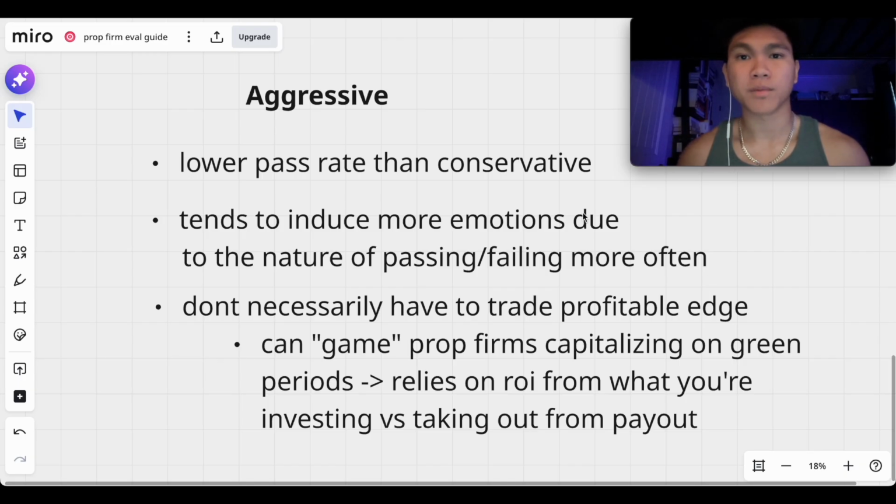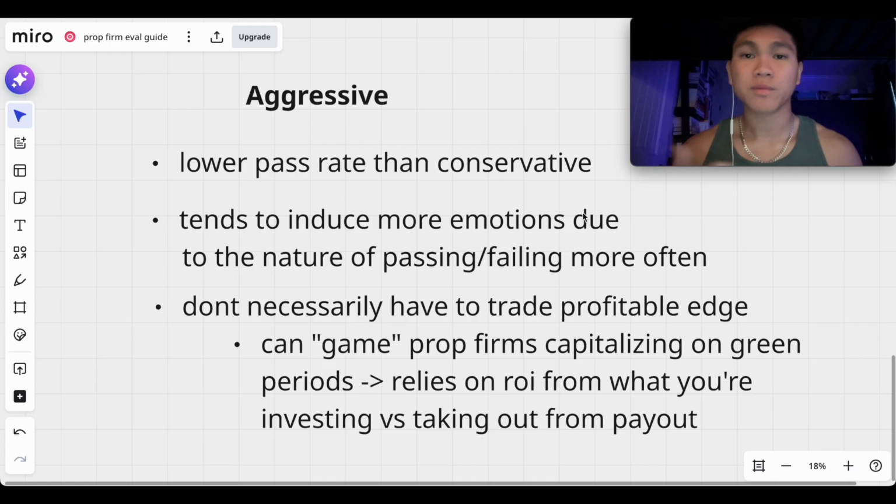Unlike the conservative approach, where you have to have a profitable strategy, with the aggressive approach, you don't necessarily have to be profitable over the long term. So what you're essentially doing is, because you are risking more per trade, you are trying to capitalize on the periods of green within any strategy. So even if you have a long-term negative expectancy strategy, there are still going to be periods of time where you might have a green streak.